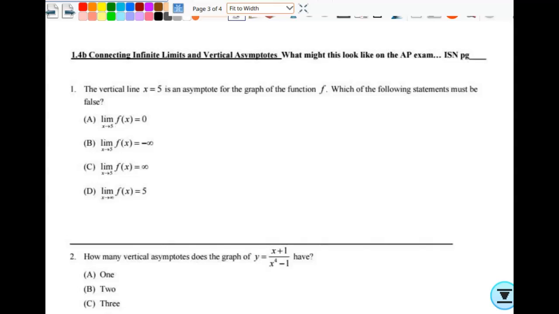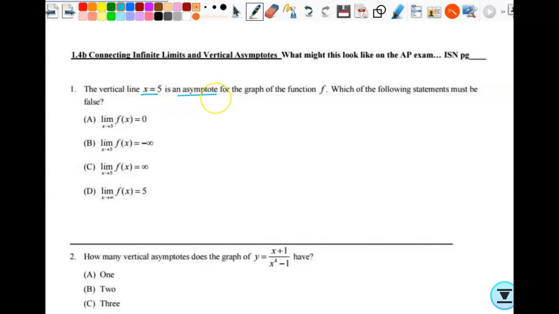It says the vertical line x equals 5 is an asymptote for the graph of the function f. Which of the following statements must be false? Those are 2 very important words. Must be false. So, if I'm looking at the limit as x approaches 5 of f of x is 0, what's that going to look like?